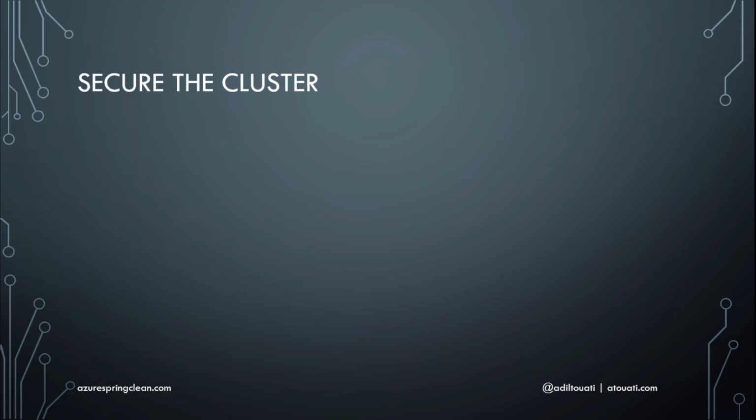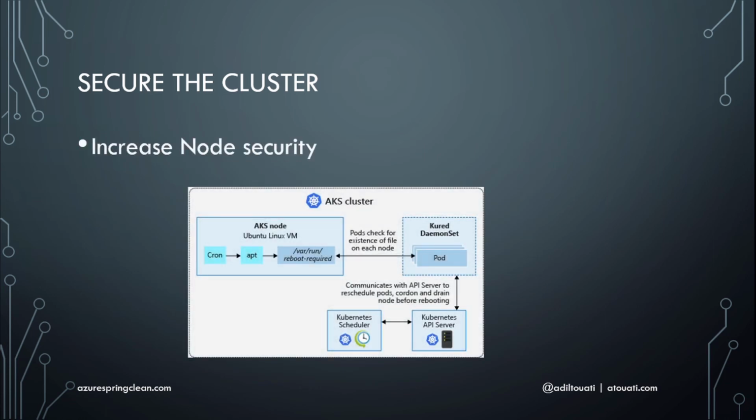AKS nodes are Azure virtual machines that you manage and maintain. The Azure platform automatically applies OS security patches to Linux nodes on a nightly basis. If a Linux OS security update requires a host reboot, that reboot is not automatically performed.